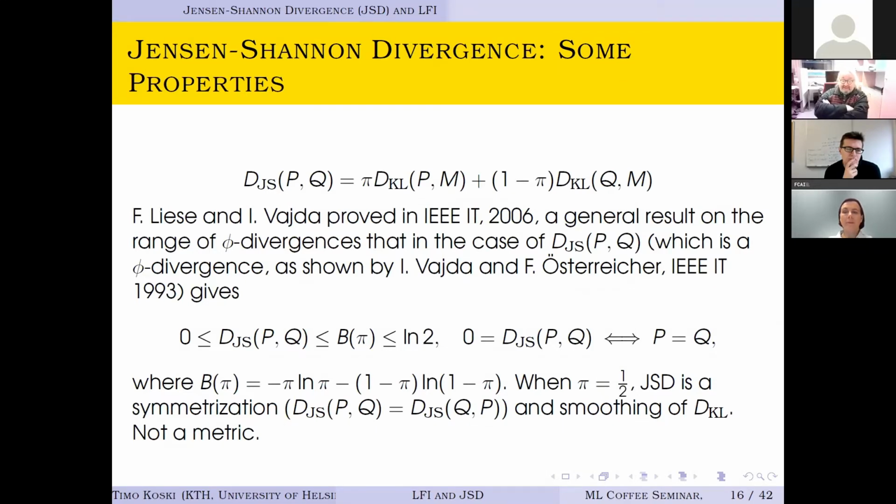Namely, it is non-negative. If it's zero, then p and q are equal to each other. But there's an upper bound given by the binary entropy function like that. And if I use pi equal to 1/2, then the range is maximal. This is the value of the binary entropy function in natural logarithm when pi is 1/2. When pi is 1/2, then it's symmetric, and it's a smoothing of the Kullback-Leibler divergence, because we don't end up in a situation where this can be plus infinity. So that's an advantage for all kinds of computations and algorithms.